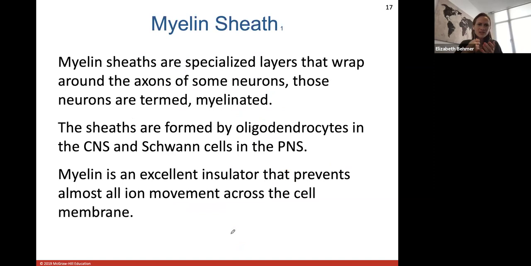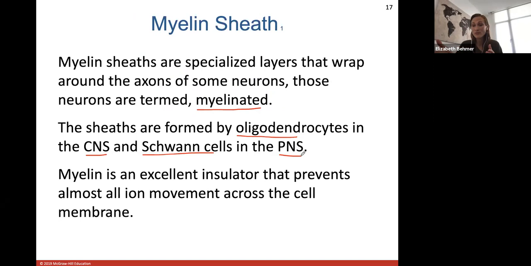So the myelin sheath or sheaths are specialized layers that wrap around axons of some neurons. Those neurons are termed myelinated if they have sheaths wrapped around their axons. The sheaths are formed by oligodendrocytes in the central nervous system and Schwann cells in the peripheral nervous system. And myelin is just an excellent insulator that prevents almost all ion movement across the cell membrane.